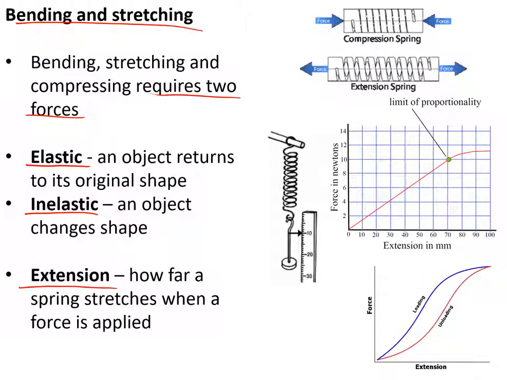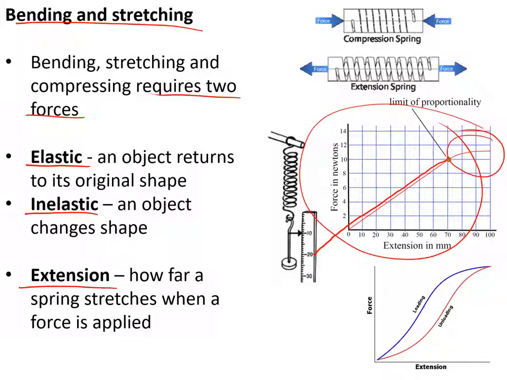The extension of a spring is how far it stretches when a force is applied, and what we find is that if you graph the force in newtons versus the extension, with all springs you get a section here where it's in direct proportion, you get a nice straight line, and then it becomes non-linear after that.